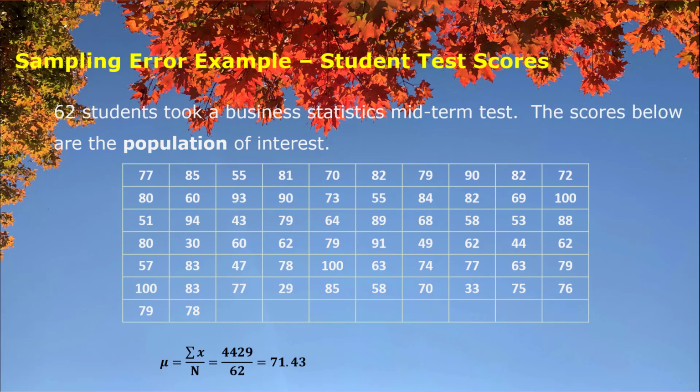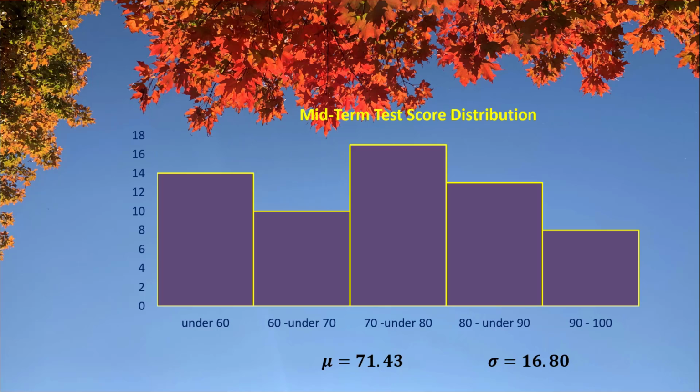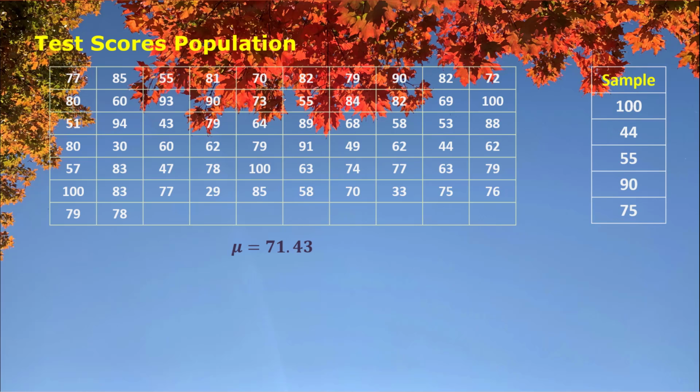From the example about student scores, we showed 62 student scores are collected. From this population, we can get population mean 71.43 and the population standard deviation 16.8. We can also organize all this data into a frequency distribution. Here it shows.